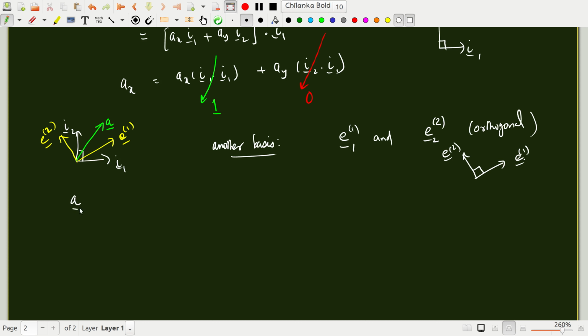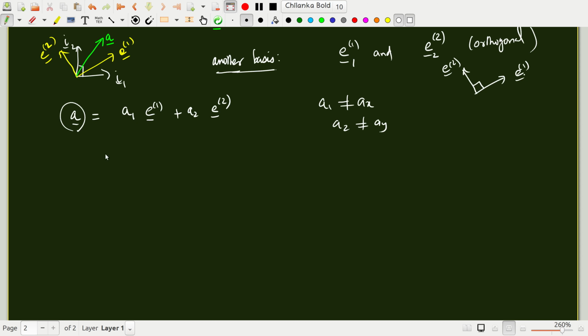So I can write A as A1 E1 plus A2 E2. Note that the coefficients A1 and A2 are in general not equal to AX and AY, because they are now the coefficients of this same vector A, but expressed in a different basis, which is now the E1 E2 basis. Now we know that, but what is the relation between AX, AY and A1, A2? This is what we'll try and show very easily now.